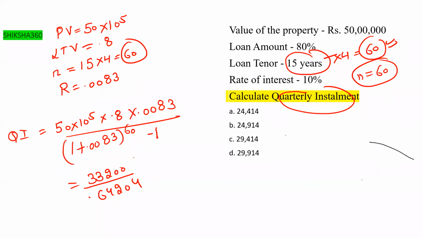Please tell me quickly, what is the answer? We will get 33200 upon 1.0083 power 60 minus 1, which is 0.64204. So 33,200 divided by 0.64204 gives us 51,710.